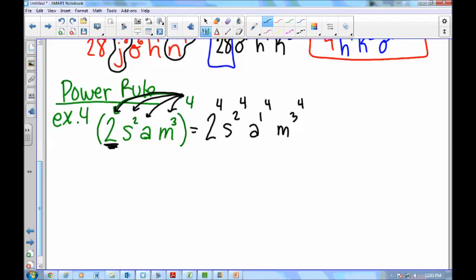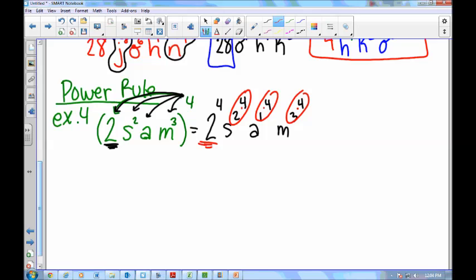Times. Good. Oh, this is not the product rule. In the product rule we add. When you have a double exponent, you times. Okay? Is this 2 an exponent? No. What's that word? Coefficient. Good. So you do not times 2 times 4.